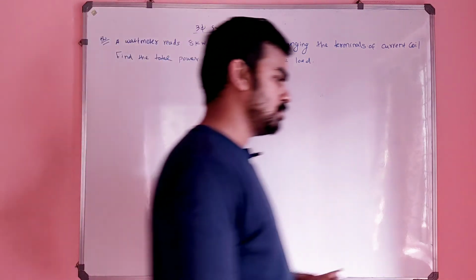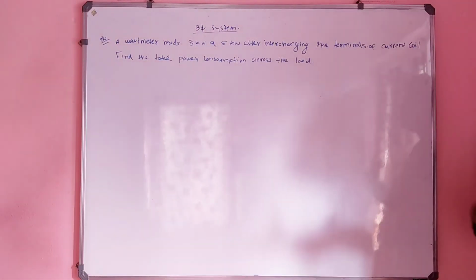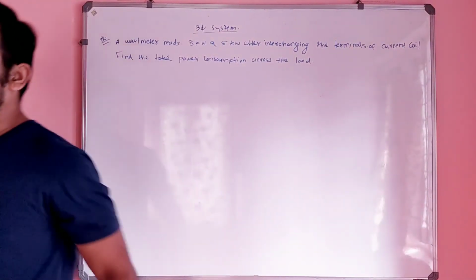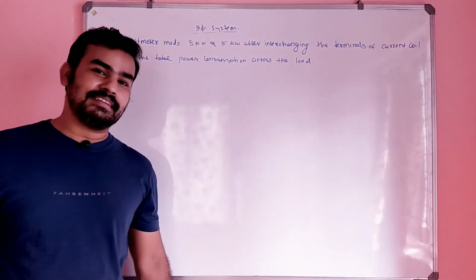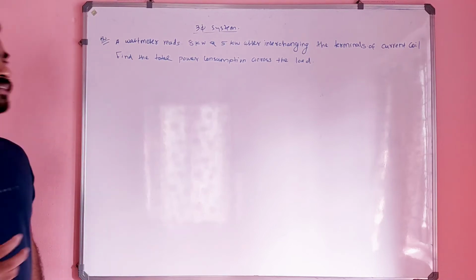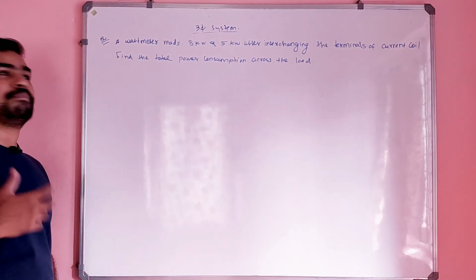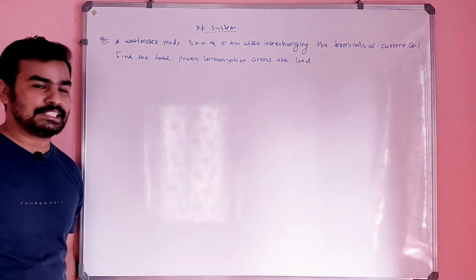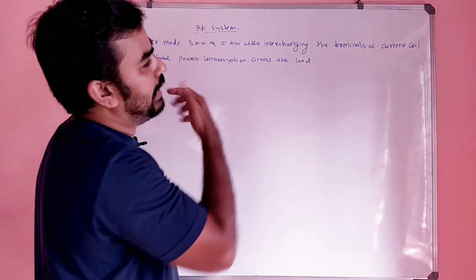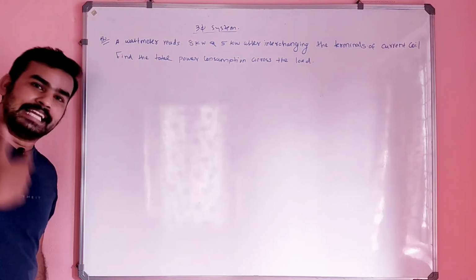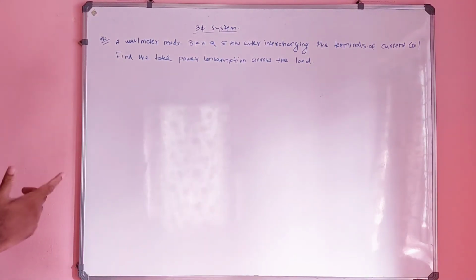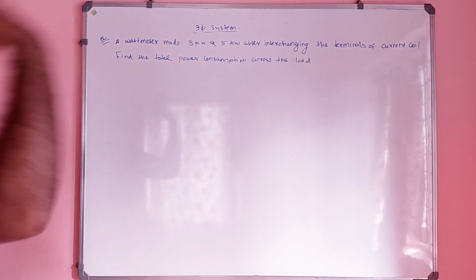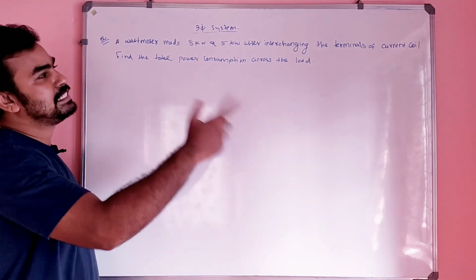This is also a very interesting question. I think this is a type of problem you may have encountered when you were doing the laboratory experiment in the electrical machines laboratory or measurement laboratory. I faced this problem one time. So a wattmeter reads 8 kilowatt and 5 kilowatt after interchanging the terminals.